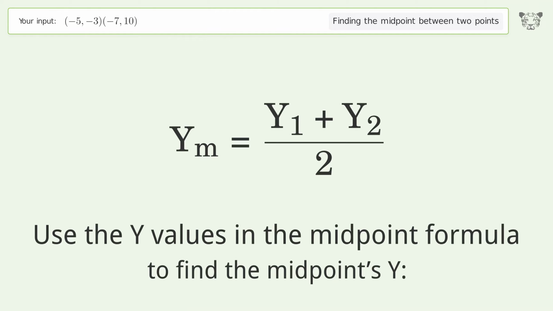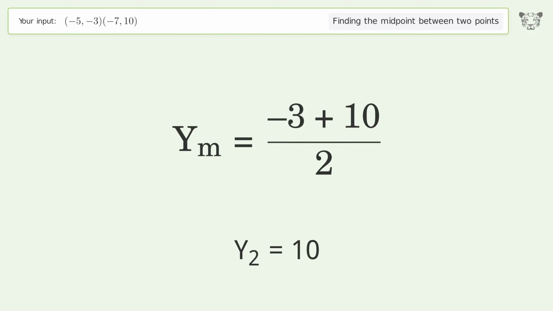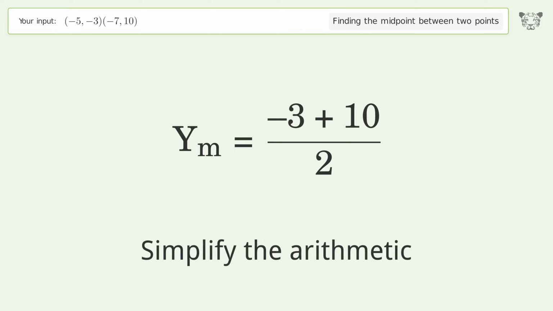Use the y values in the midpoint formula to find the midpoint's y. y1 equals -3. y2 equals 10. Simplify the arithmetic.